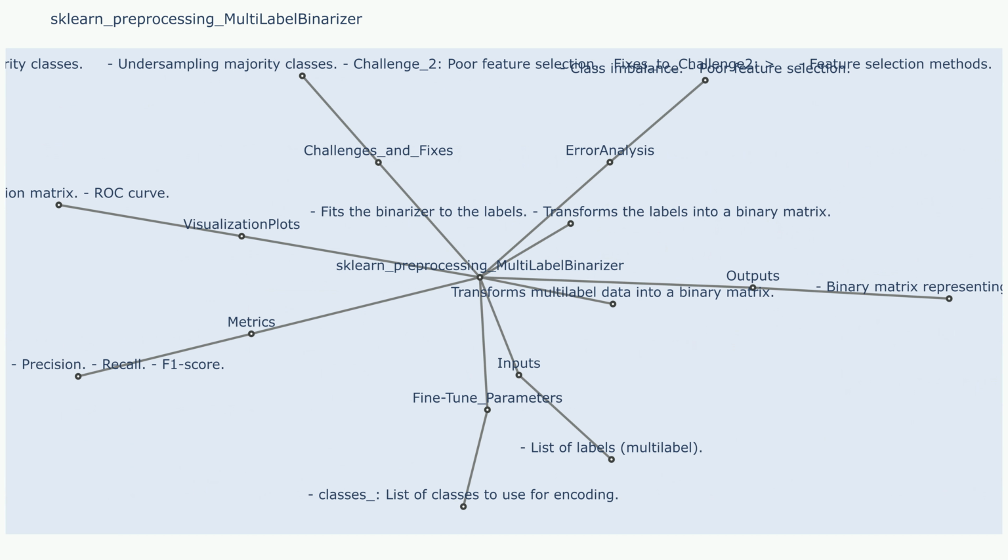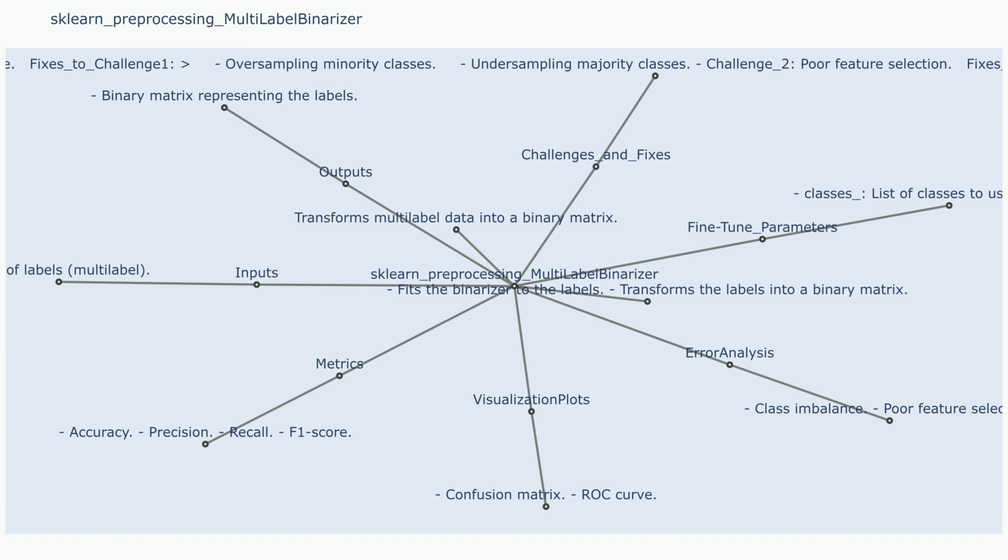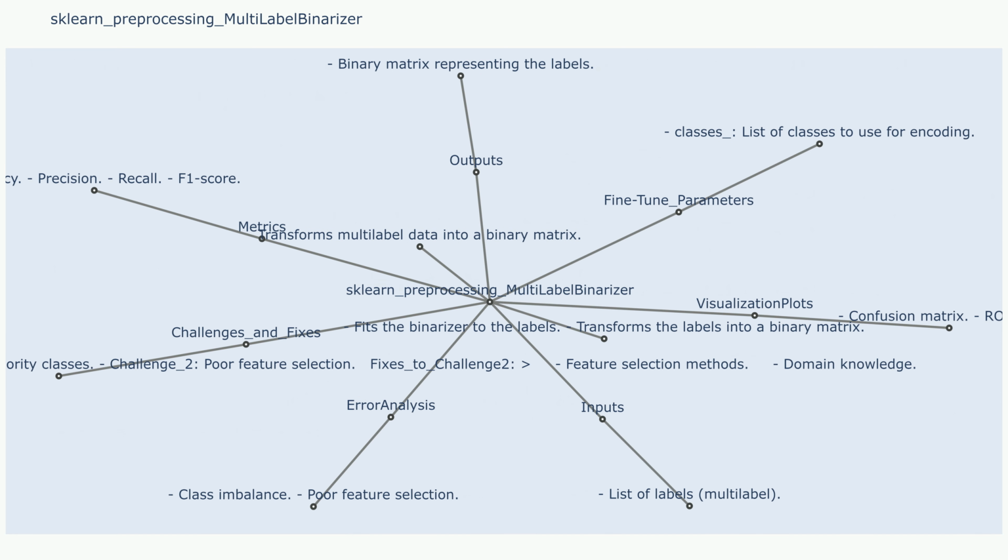Fine-tune parameters. Classes: this parameter specifies the list of classes to consider. If not provided, the classes are automatically determined from the input data. Uncertainty methods. Confidence scores: each predicted label can be associated with a confidence score, indicating the certainty of the prediction.